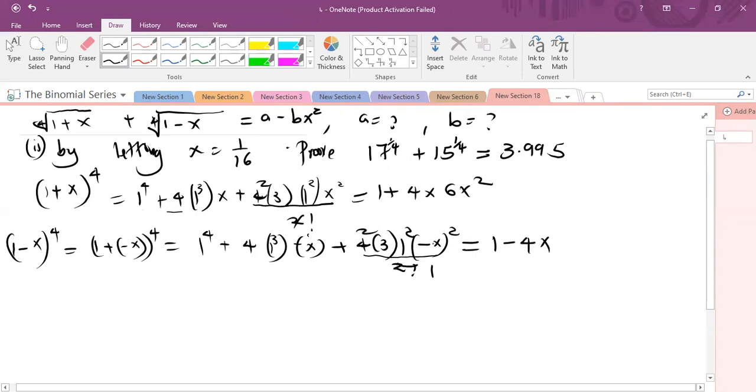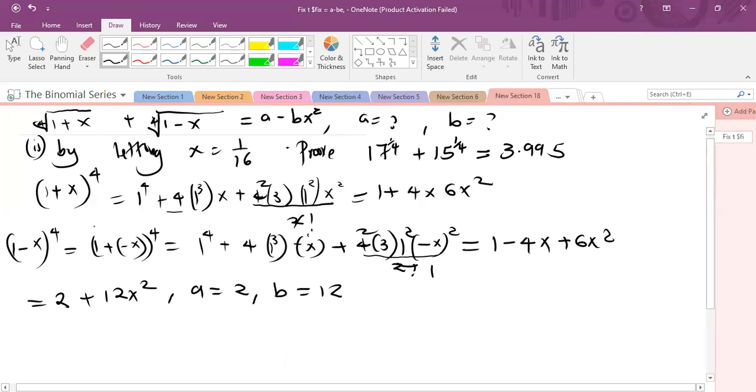So this will be positive x squared, which gives me plus 6x squared. Now these two have been added, as you can see. So if I add these two, what do I get? 1 and 1 will give me 2, 4x minus 4x will give me 0, and 6x squared plus 6x squared will give me plus 12x squared. So what is the value of a? From here, clearly a is 2 and b is equal to 12.